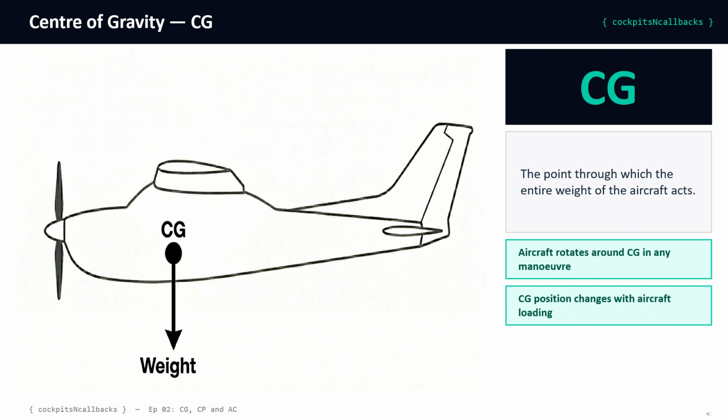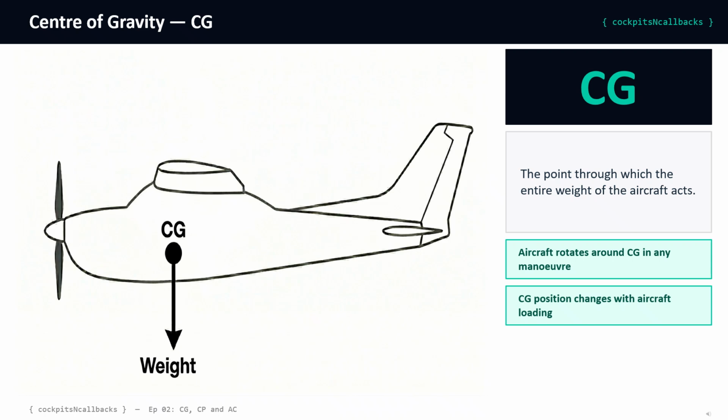The aircraft rotates around CG in every maneuver, whether that is a climb, a descent, or a turn. CG is always the pivot, and here is something important that the exam tests directly. Loading changes CG position. Add weight to the front and CG moves forward. Add weight to the tail and CG moves back. Where your passengers sit and how your aircraft is loaded directly determines where CG sits on that day, on that flight. This is why every pilot checks the weight and balance before departure. CG position affects how that aircraft handles from the moment it leaves the ground. That is the first point.